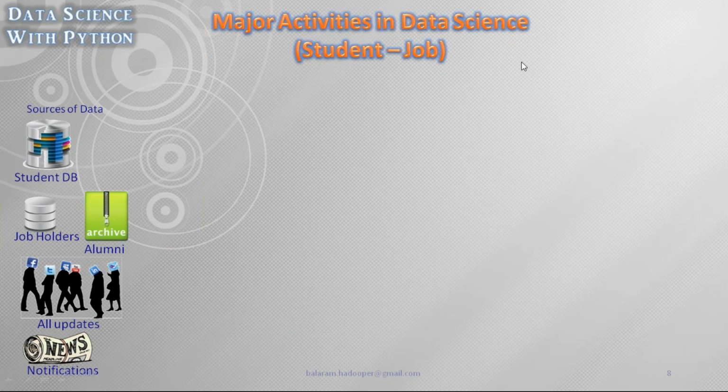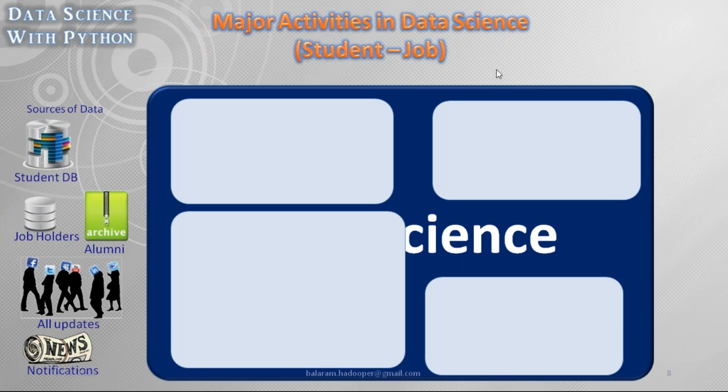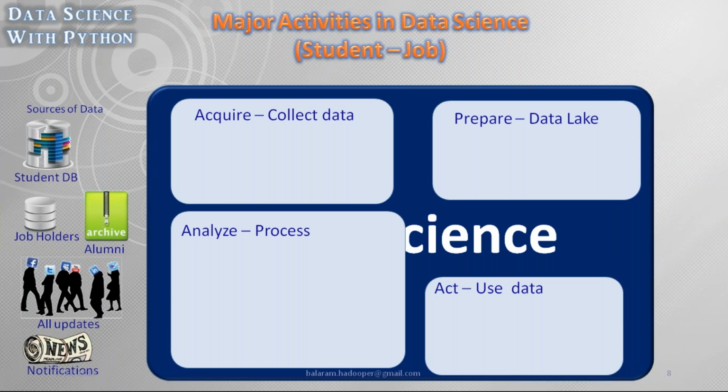Here in data science, there are four major steps, four major phases. First one is acquire, second one is prepare, then analyze, and act. These are the four phases: acquire, prepare, analyze, and act. Acquire means collect the data, prepare means data lake, analyze means the actual process, and act means the usage of the data.